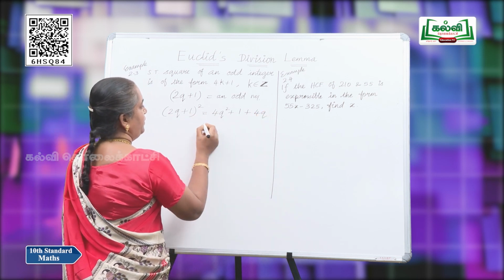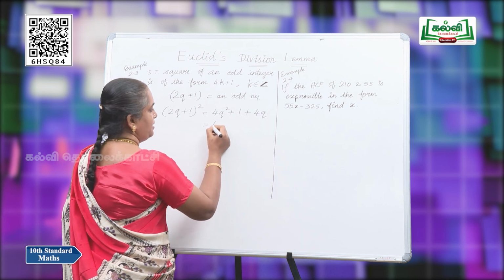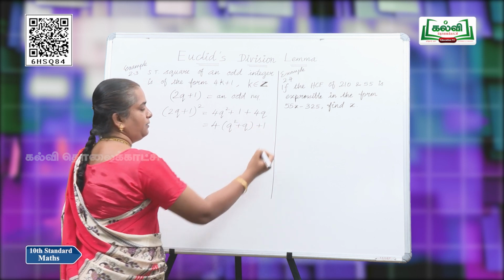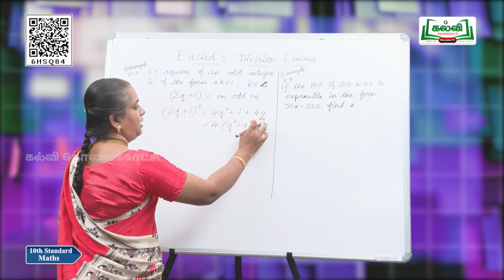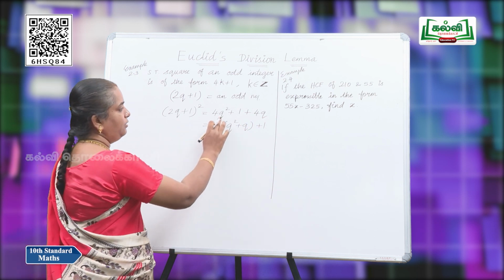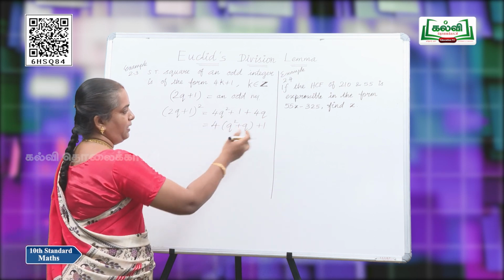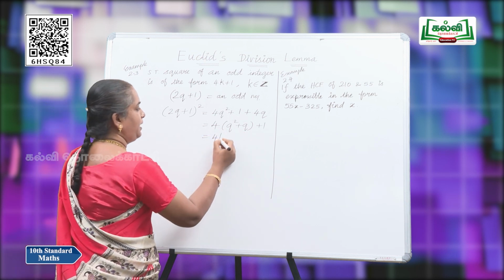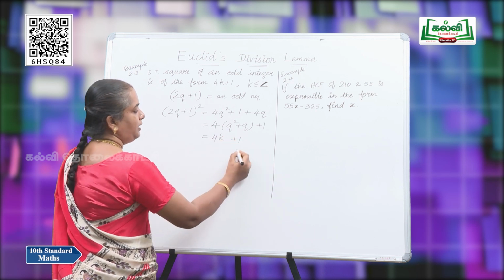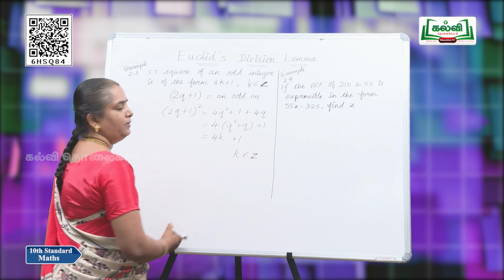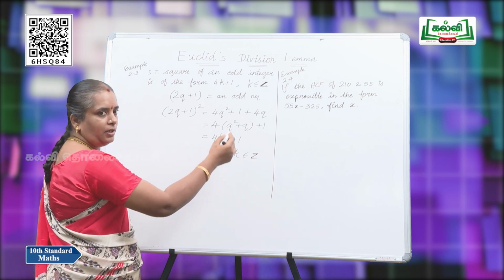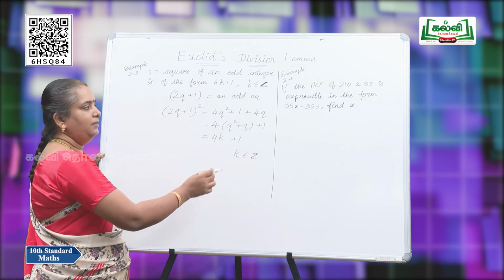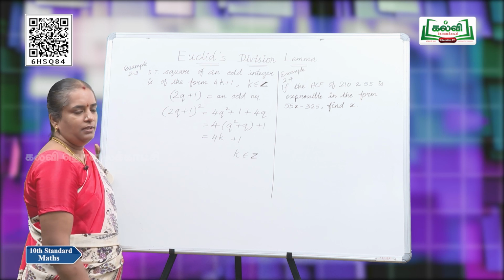So, 4q. I can rearrange this as 4 into q square plus q, plus 1. Taking 4 out, we can say that 4 into q square plus q is plus 1. And 4 into q square plus q can be replaced with k, plus 1, for k is an integer. So, we can arrive at a form as 4k plus 1. What is written in the form 4k plus 1? Square of an odd integer. So, we have proved.